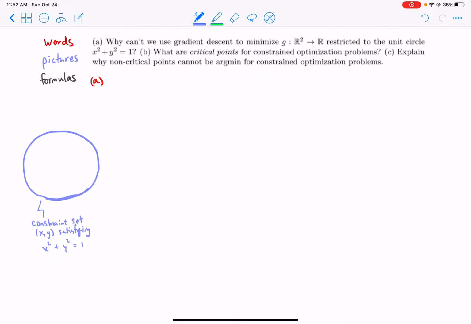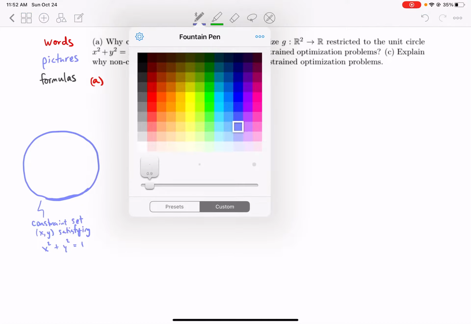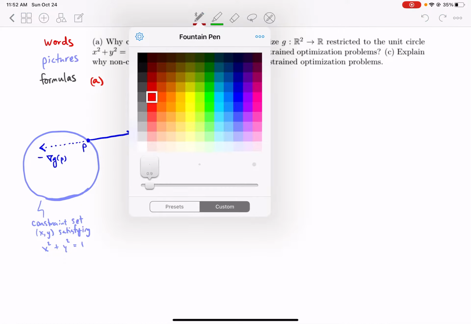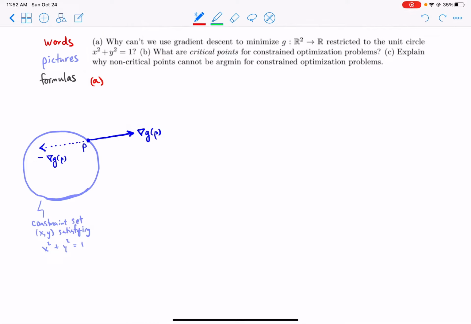Okay, and if we have some point here, like right there, and let's say the gradient of g at that point points that way, then minus the gradient would point this way. But either way, the gradient is telling us to leave the circle. It's telling us to leave the circle. And so I'll put that in words. Why can't we use gradient descent to minimize g restricted to the unit circle?